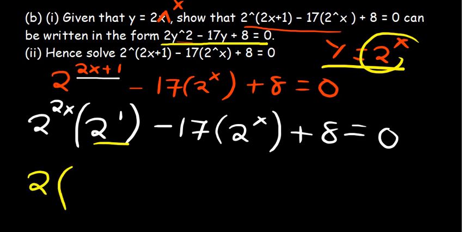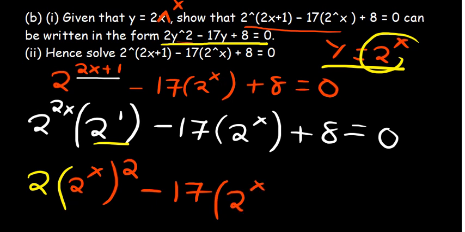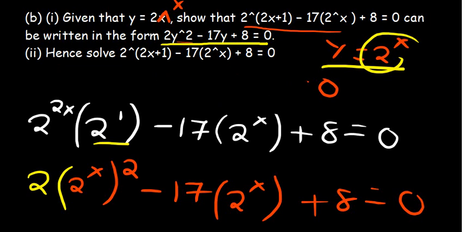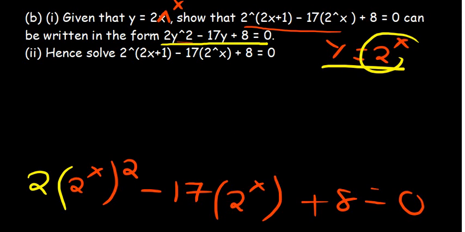Then 2 to the power 2x is the same as 2 to the power x, all squared. Then I'll factor out a 2 minus 17 to the power x plus 8. So you've seen that at every component we now have 2 to the power x, and we can now plug in.